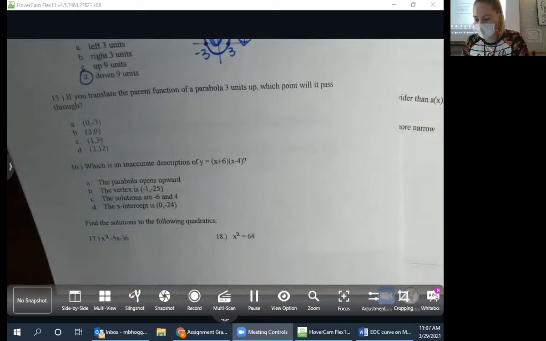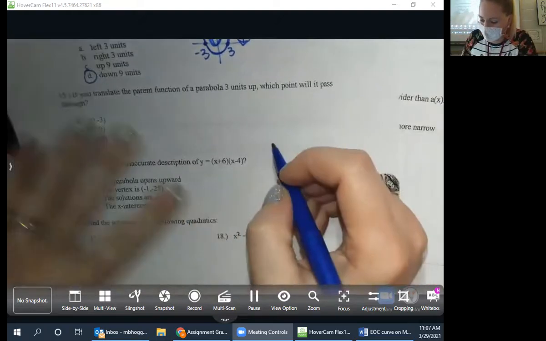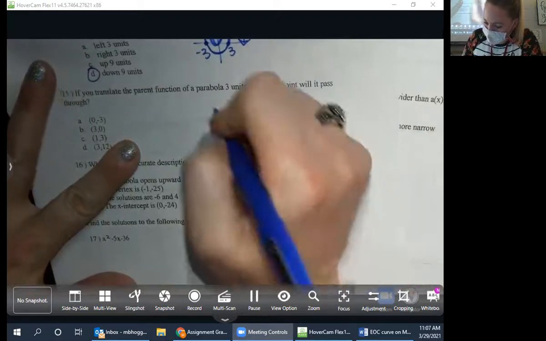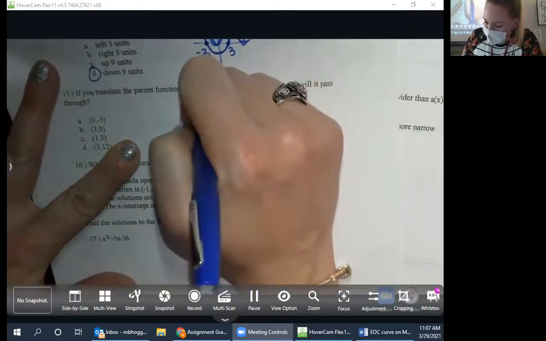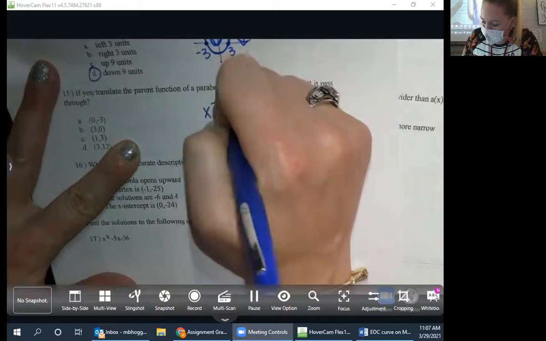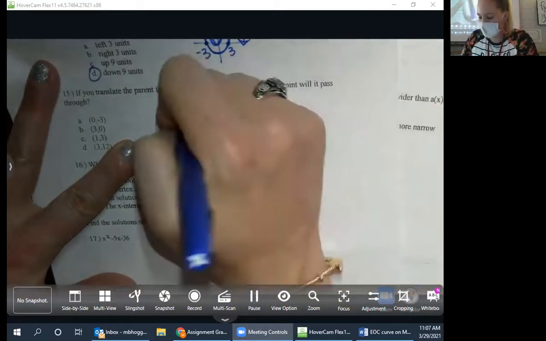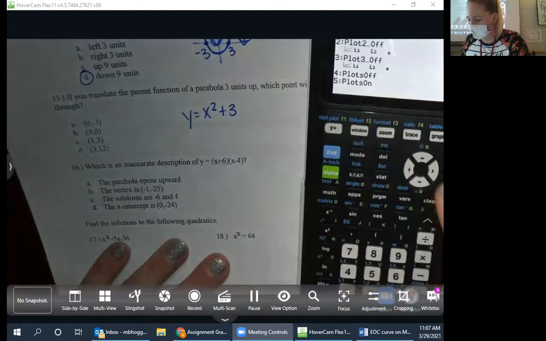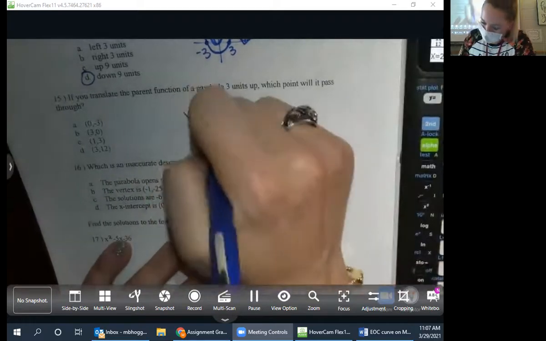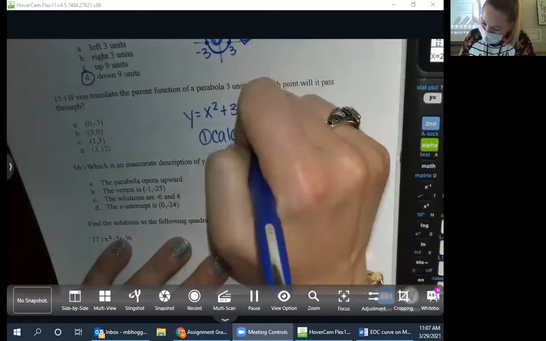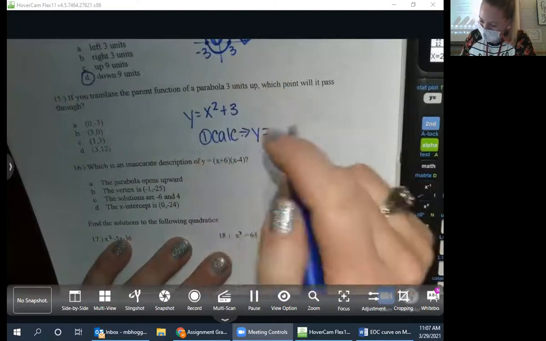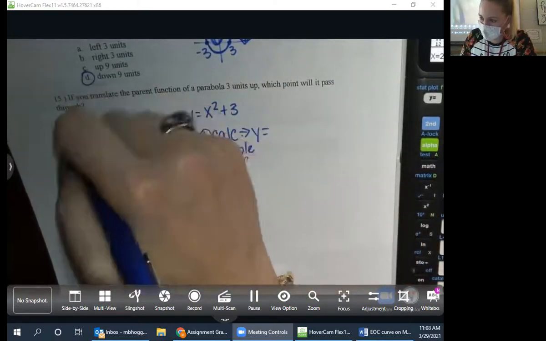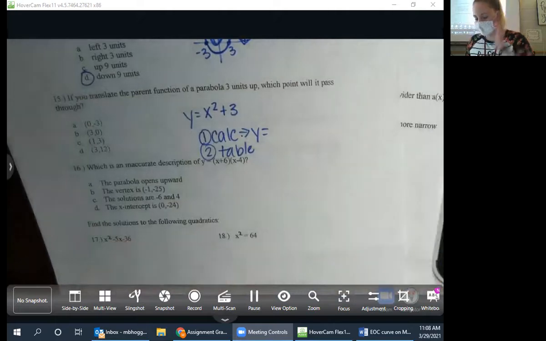Number 15, if you translate the parent function of a parabola 3 units up, which point will it pass through? A parent function 3 units up would be x squared plus 3. You're going to put that in your calculator under y equals, and then check the table and see which one of these points that they give you are in there.